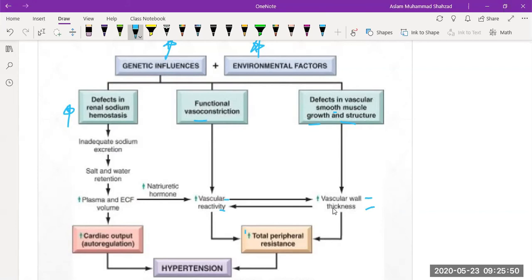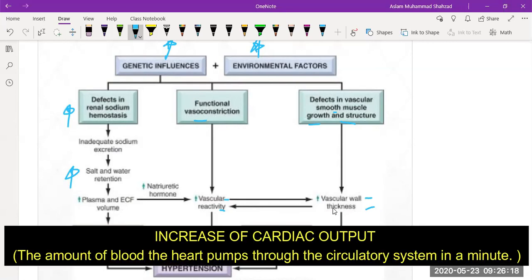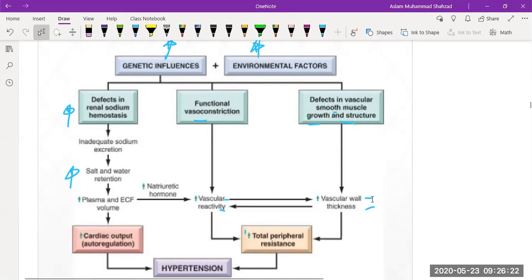and that leads to hypertension. Whereas in the genetic defects, if it is caused by more absorption of sodium, then there will be inadequate excretion of sodium. The sodium will not be excreted properly. More salt and water retention occurs, and more salt and water result in an increase of the plasma and extracellular fluid volume, and an increase of the cardiac output that results in hypertension. So that's how these mechanisms work.